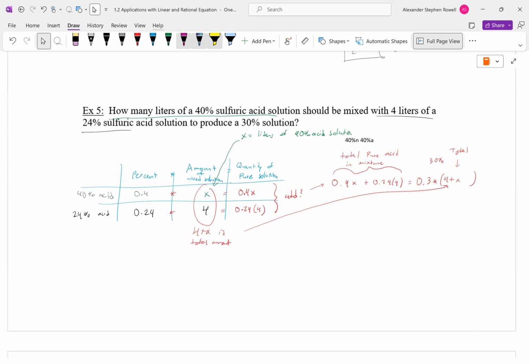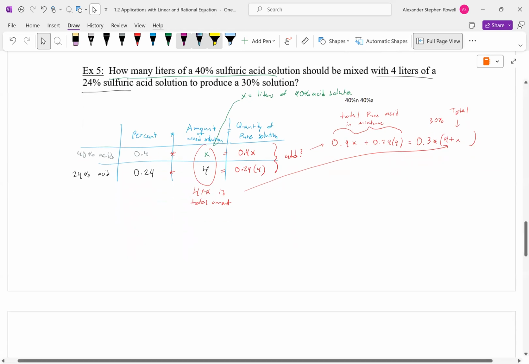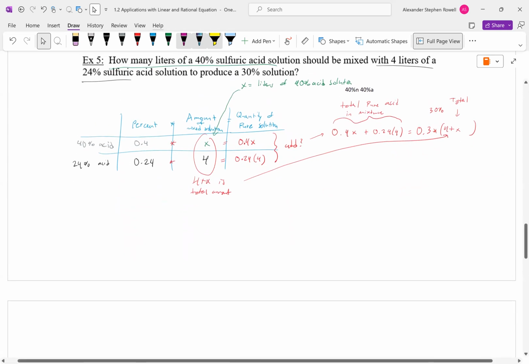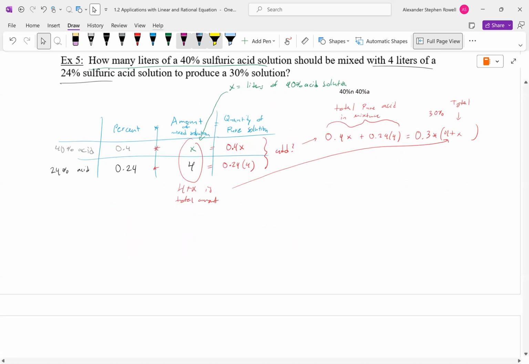Yes. How do you know when to use it? When it's talking about a total, right? And it's saying to produce a 30% solution, it's implying 30% of the combined mixture. But how do you know? Doing so many problems that it's painfully obvious. Doing lots of problems is very helpful.